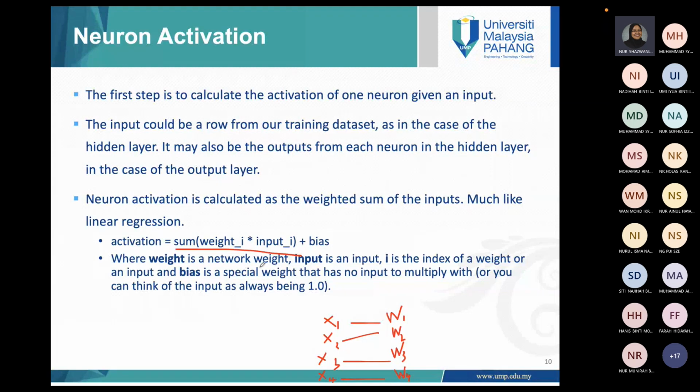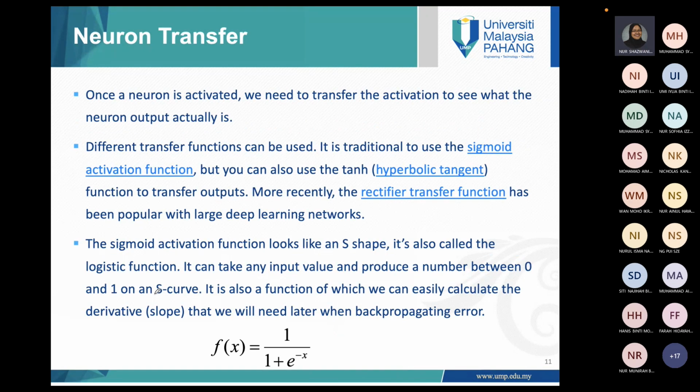Weight is the network weight, input is an input, and i is the index of the weight, either the first input or second input. Bias is a special weight that has no input to multiply with. Normally we put the bias value as 1. So that is for neuron activation.